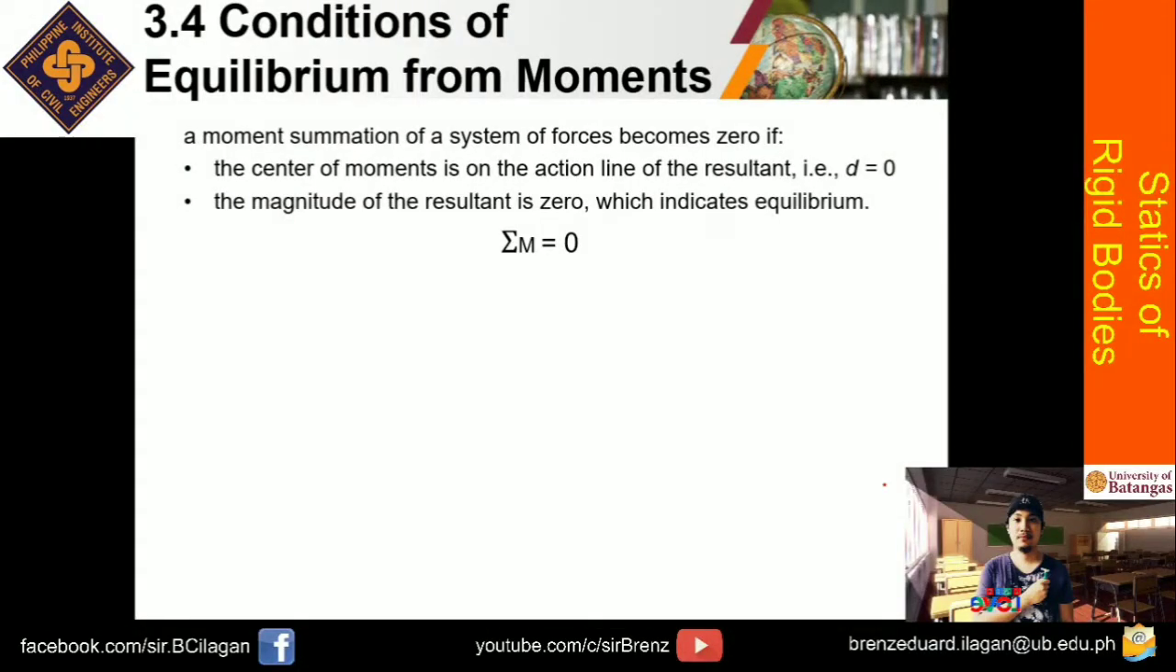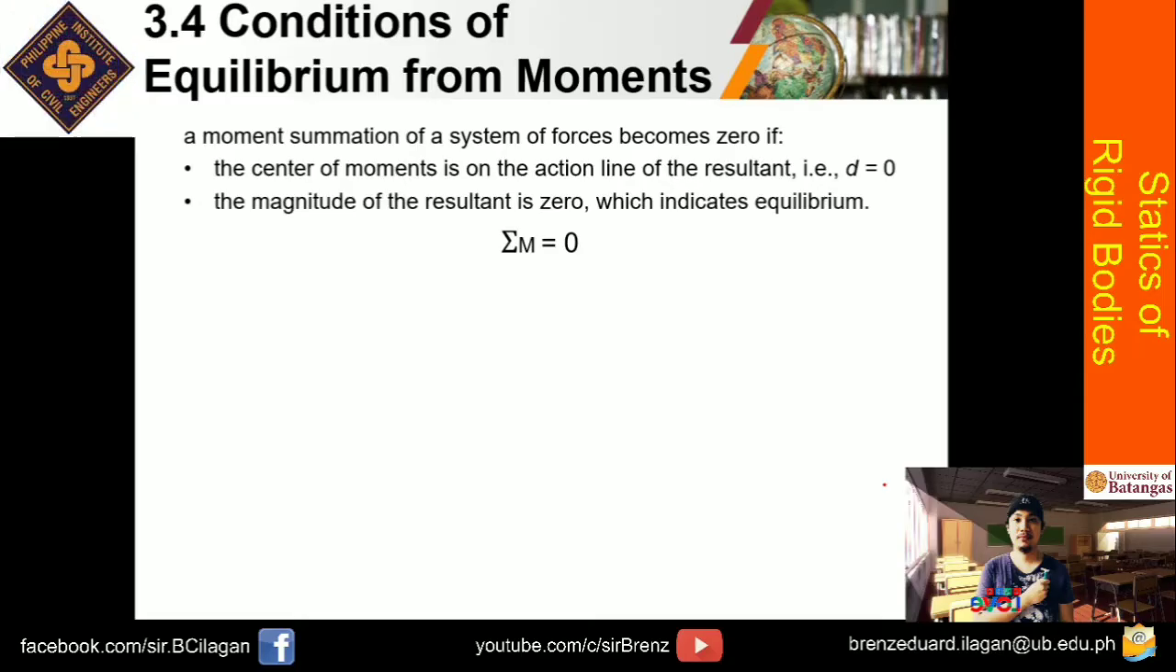Okay guys, so this time we will now discuss 3.4, the conditions of equilibrium from moments. So we shall now show that it is possible to express the conditions of equilibrium in terms of moment summation instead of x and y summations. So instead of using the summation of forces x and forces y, we will now introduce the summation of moment.